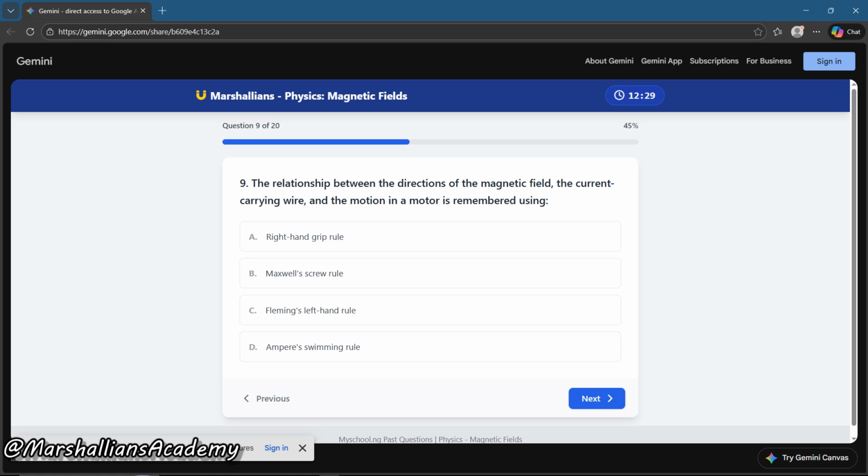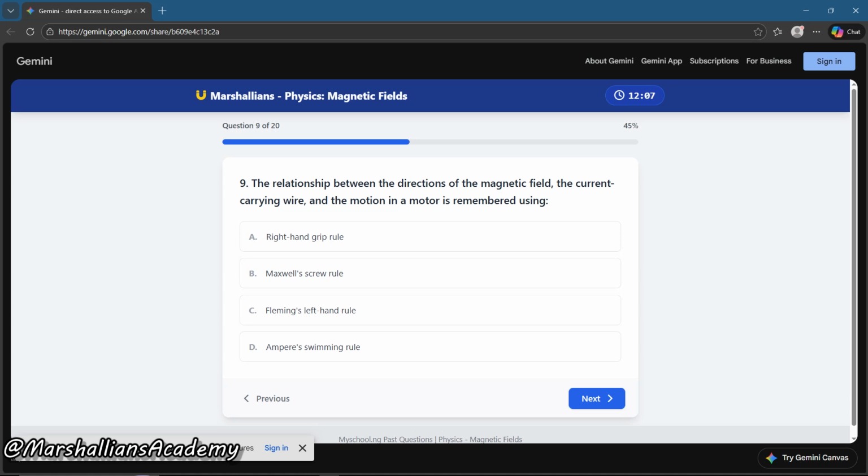All right, the next question: the relationship between the directions of the magnetic field, the current carrying wire, and the motion in a motor is remembered using... you have to be careful here. I know what you are thinking, you're thinking about the right hand grip rule, but you have to be careful here. The motion in a motor.